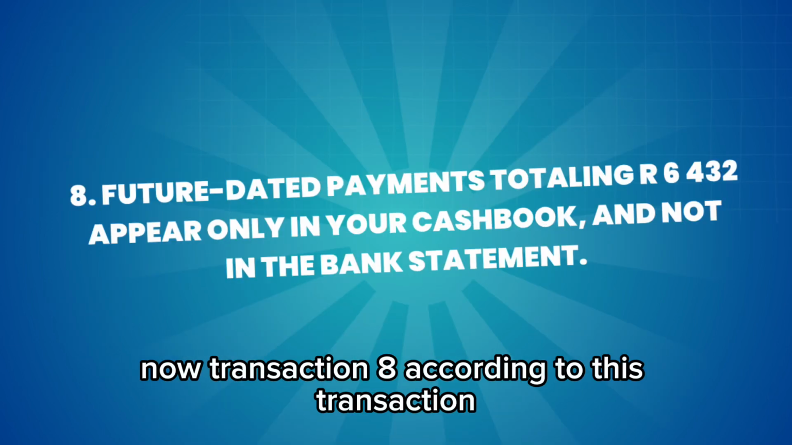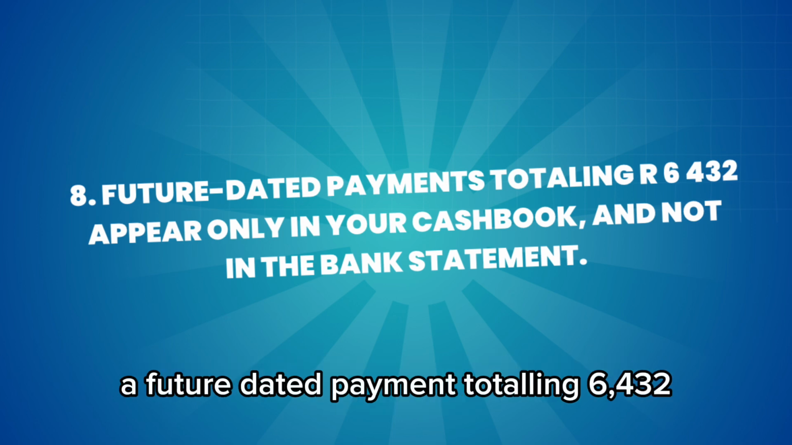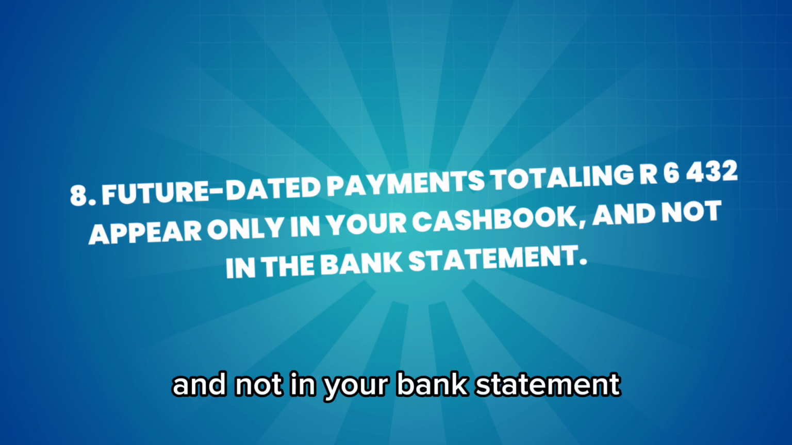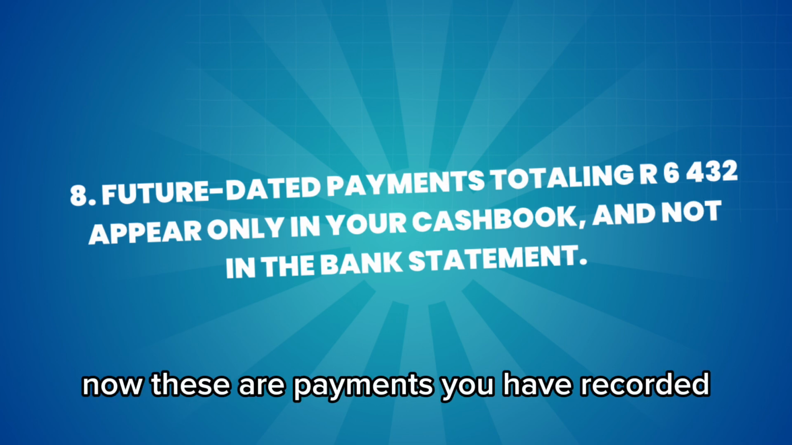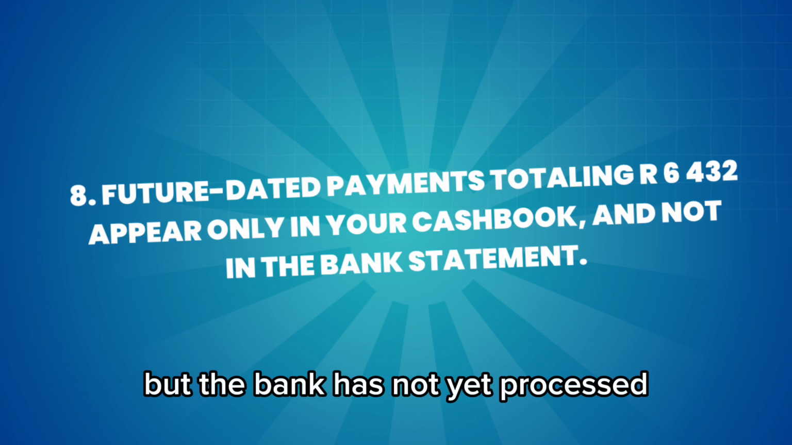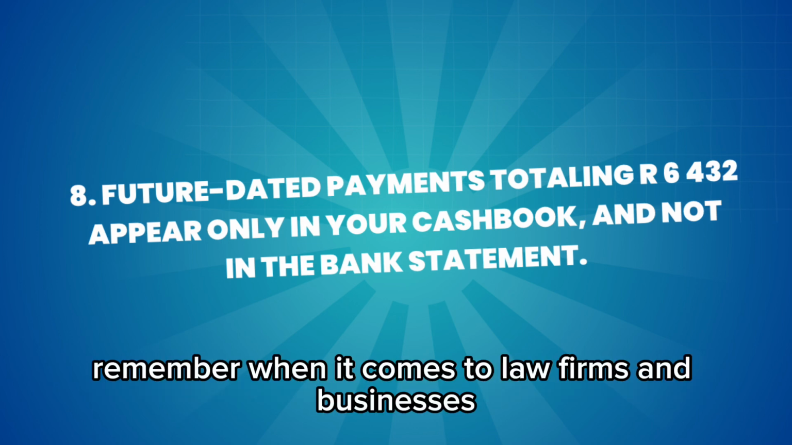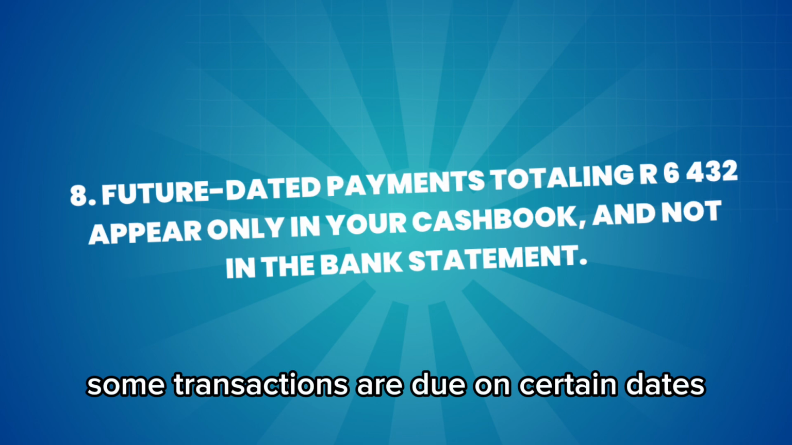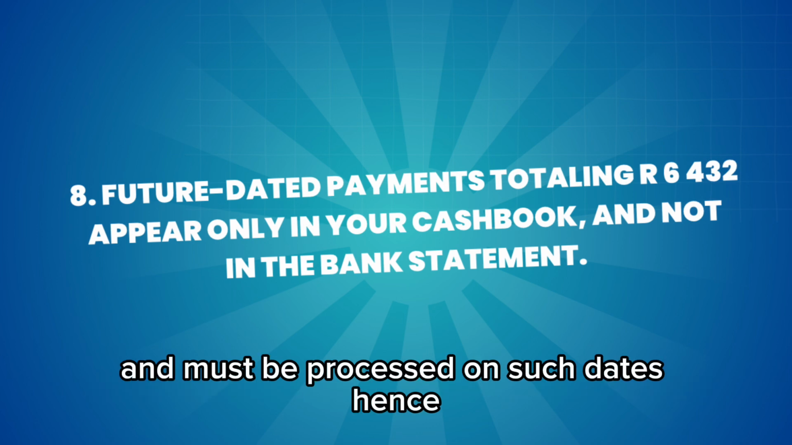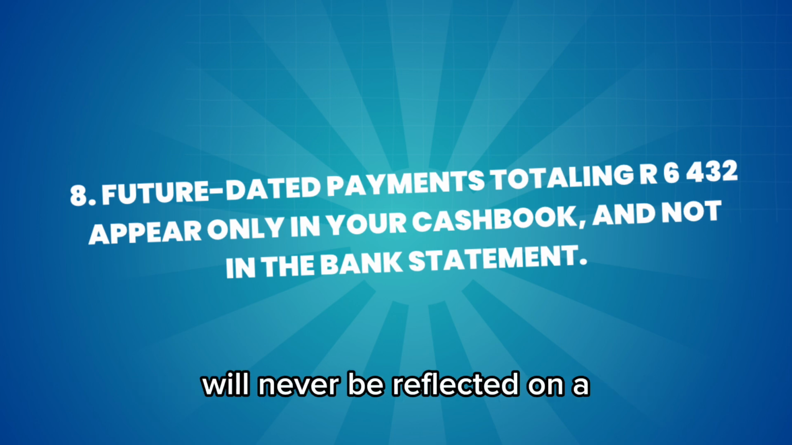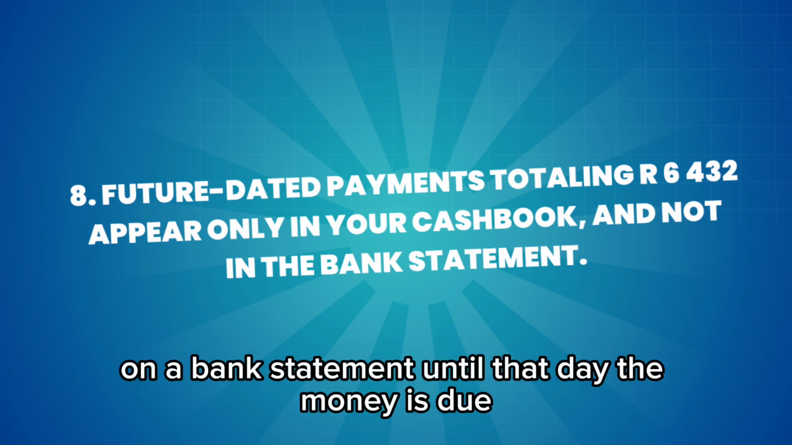Now transaction 8. According to this transaction, a future dated payment totaling 6,432 appears only in your cash book and not in your bank statement. Now these are payments you have recorded, but the bank has not yet processed. Remember, when it comes to law firms and businesses, some transactions are due on certain dates and must be processed on such dates. Hence, you find that future dated payments will never be reflected on a bank statement until the day the money is due.